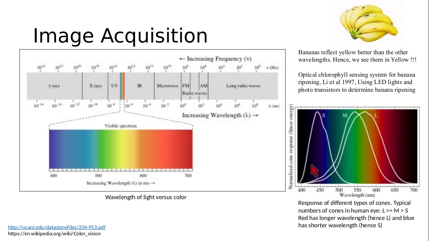And here you have the response of different types of cones. The L, M and S cones are not uniformly sensitive to all wavelengths. There are a larger number of L cones which are sensitive to this wavelength, and a lesser number which are sensitive to this wavelength, and so on and so forth.